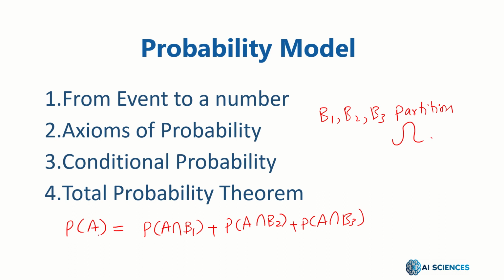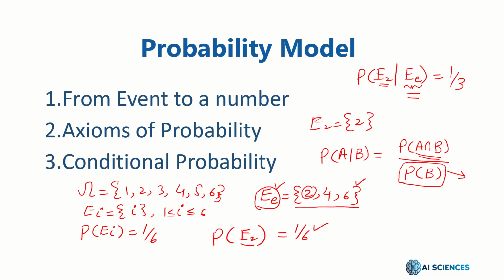Then how can you calculate the probability of A? The probability of A then is the probability of A intersection B1. So what is the probability that A will appear? Well, A can appear along with B1, or A can appear along with B2, or A can appear along with B3. That's it. That's the probability. And that is known as the total probability theorem.